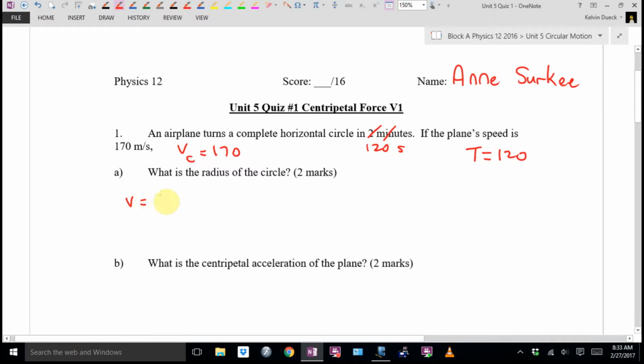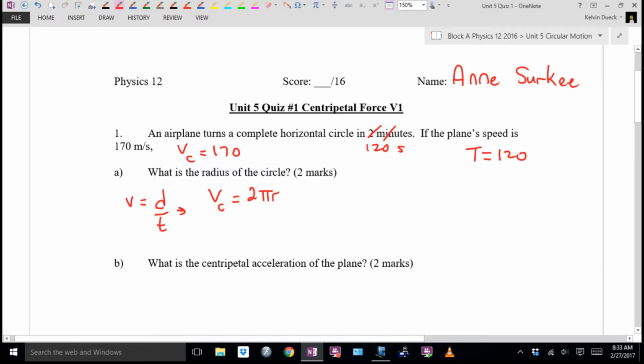Speed is distance over time if you're not accelerating. It's meters per second. Sorry, I have to be careful: when your speed's not changing. We are accelerating here, but our speed isn't changing. We're accelerating by changing our direction. So, circular speed is once around the circle.